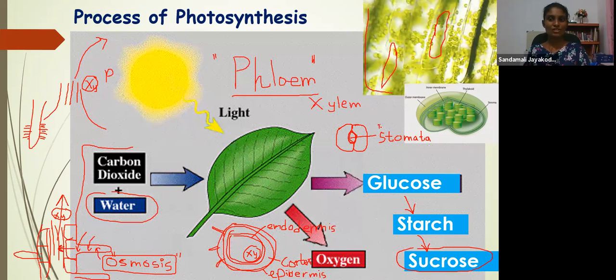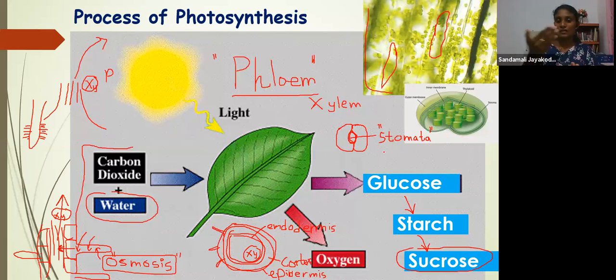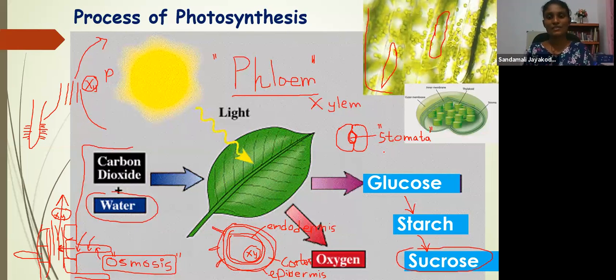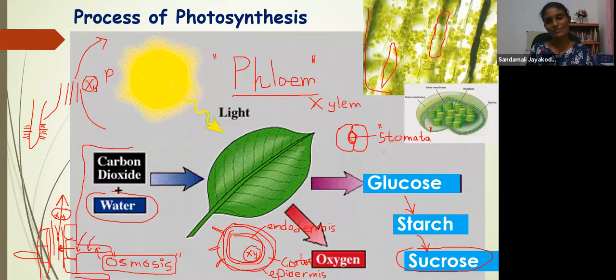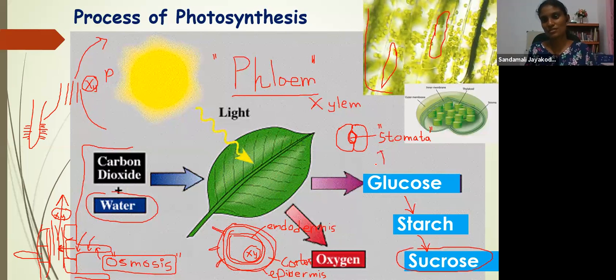So what is this structure named? Stomata. Yes, stomata is the place where carbon dioxide gas is absorbed. That special process, the mechanism of absorbing carbon dioxide, is named diffusion. Carbon dioxide gas is diffused from the atmosphere into the plant leaf. Diffusion.